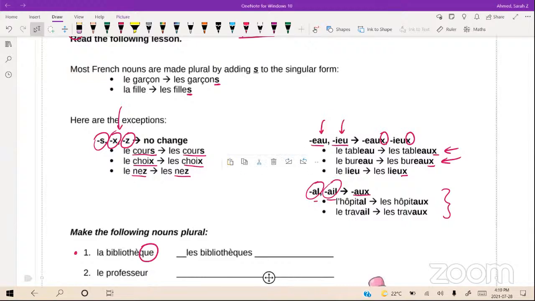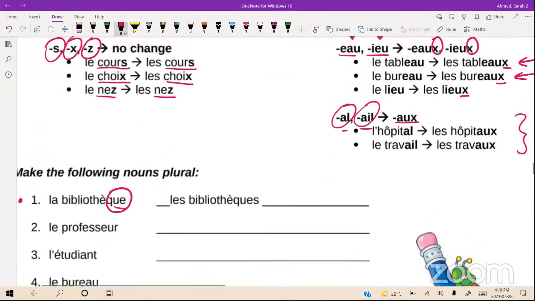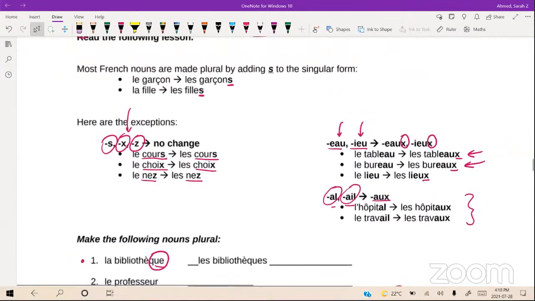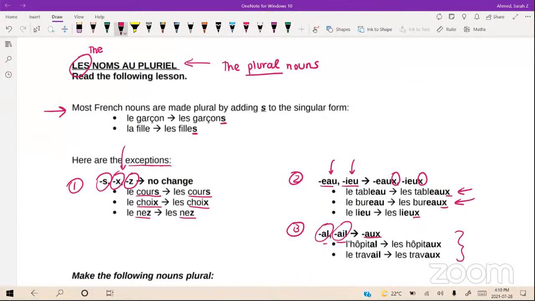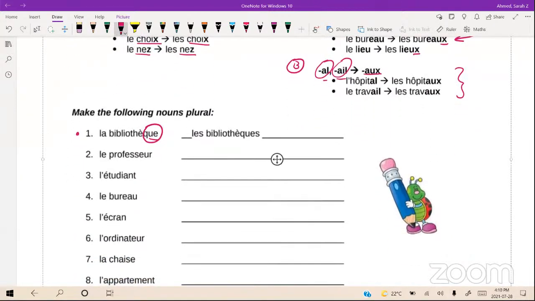So the ending here is QUE. Okay, so we have the QUE ending. Since it's not an exception, the exceptions are this one and this one, right? This is not an exception, so we can just do the normal thing and add S. So that's why it's les bibliothèques, with the S at the end.